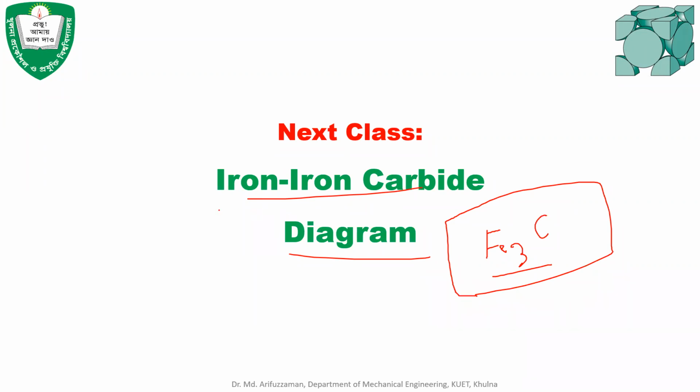Okay, so it is very important to understand it, and this iron carbide diagram gives a good insight for the heat treatment of steel. If you want to do the heat treatment, how to conduct it, at which temperature you should conduct it, and what will be the final property of the material, that can be understood from this iron carbide diagram. So in the next class, we will discuss the iron carbide diagram.